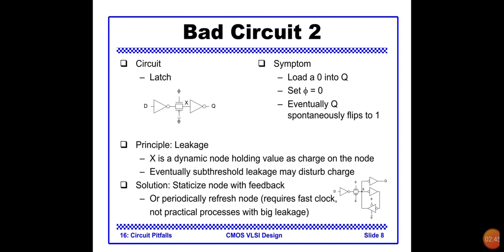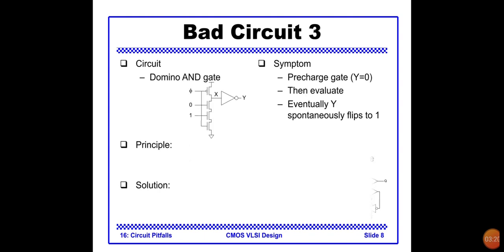In the latch circuit, the symptom is load a 0 into Q, set phi equal to 0, eventually Q spontaneously flips to 1. The principle: leakage. X is a dynamic node holding value as charge on the node. Eventually subthreshold leakage may disturb charge. Solution: staticize the node with feedback or periodically refresh the node. This requires a fast clock and is not practical in processes with big leakage.